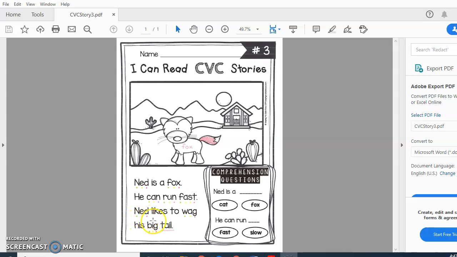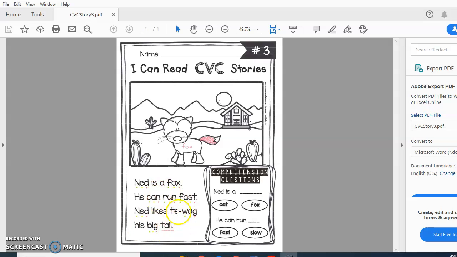Ned likes to wag his big, what was that thing up there that's colored? Tail. So I'm going to read that sentence again. Ned likes to wag his big tail.